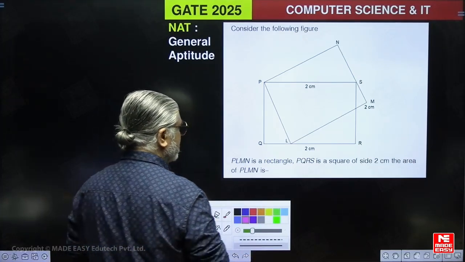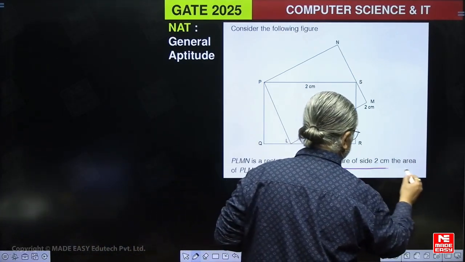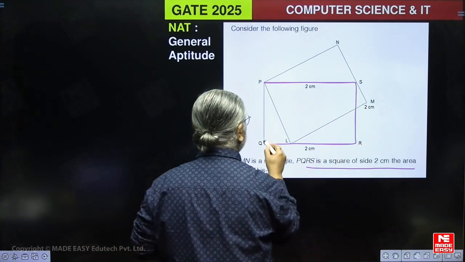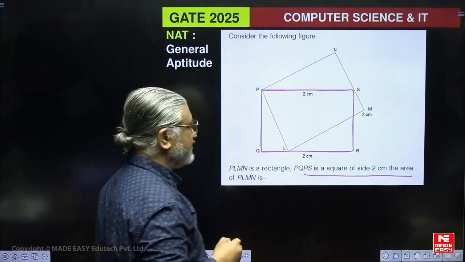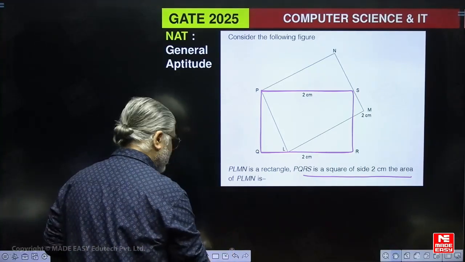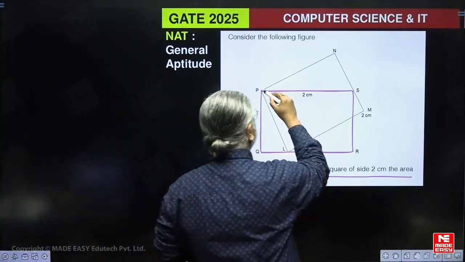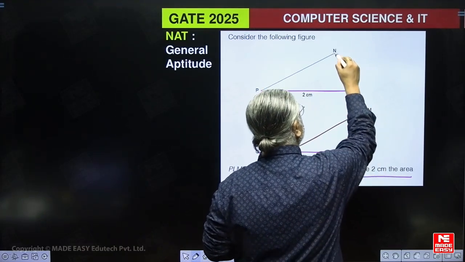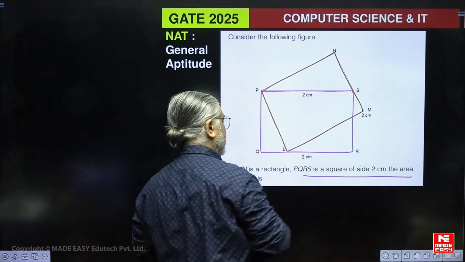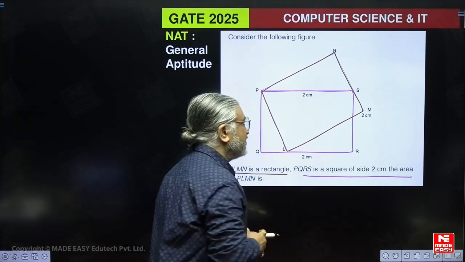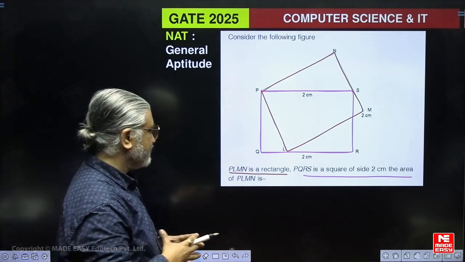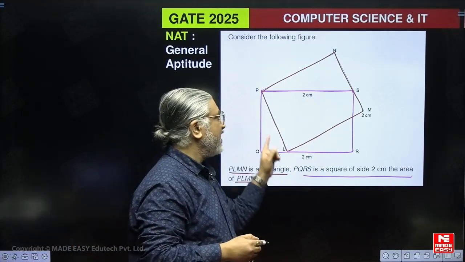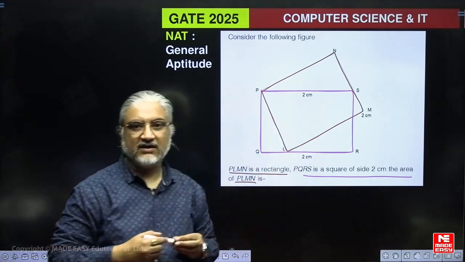Now we have here PQRS is a square of side 2 units. So we have this pink square. Then this is a rectangle, PLMN. This red is a rectangle. Given that PLMN is a rectangle, we have to find out the area of the rectangle. The pink figure is a square and this figure is a rectangle.